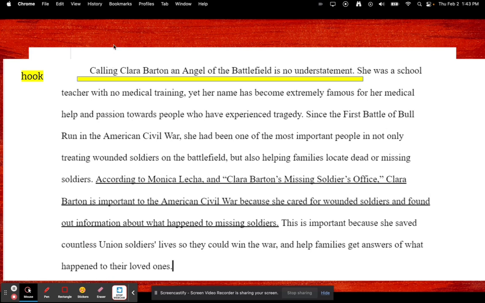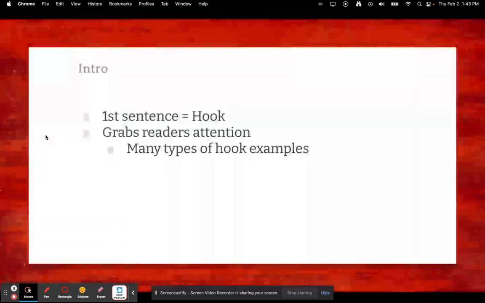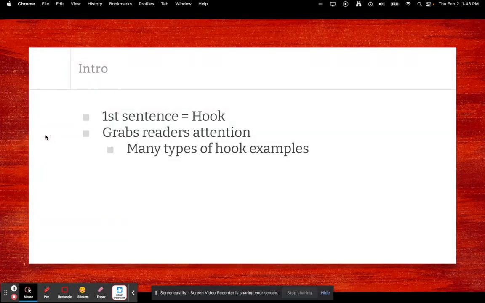So for my hook that I did about my paper about Clara Barton, I said calling Clara Barton an angel of the battlefield is no understatement. Okay, so that's my hook, and I'm going to give you some more examples of hooks you can use. A hook is the first sentence in your paper. It is supposed to grab the reader's attention. There are many types of hook examples, and I'm going to go through some with you.